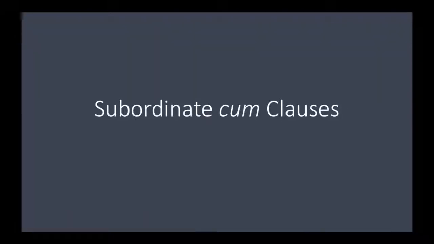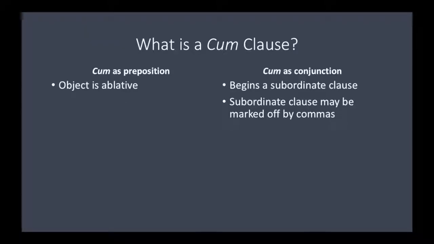Cum clauses are a special group of subordinate clauses. As their name suggests, they are all introduced by the word cum. Remember that this word is both a preposition that has an ablative object and a conjunction. When there is not an ablative word nearby, this is a good clue you're reading a cum clause. Additionally, if the editor marks off a subordinate clause with commas, then you are also likely reading a cum clause.